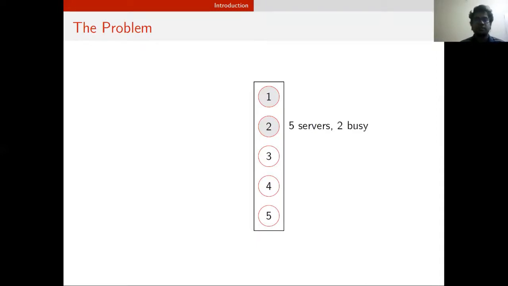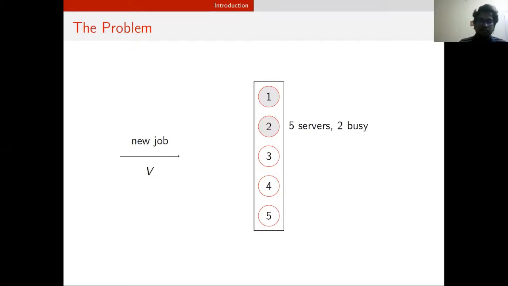Consider a case where there are 5 servers available with a firm, of which 2 are busy with some job, and then a new job arrives. And the job has an associated value to the customer who is bringing the job. This value is represented as V. What this means is that this is the maximum price that this customer is willing to pay for the execution of this job.